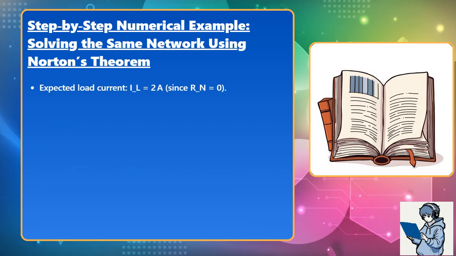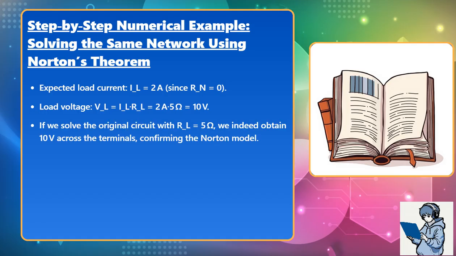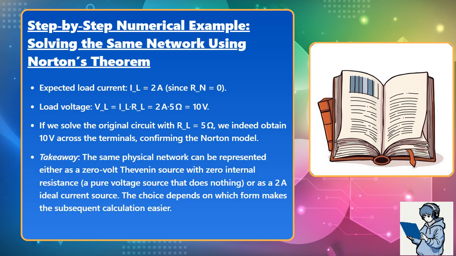Expected load current, IL equals 2 amperes since RN equals 0. Load voltage, VL equals IL times RL equals 2 amperes times 5 ohms equals 10 volts. If we solve the original circuit with RL equals 5 ohms, we indeed obtain 10 volts across the terminals, confirming the Norton model. Takeaway: the same physical network can be represented either as a 0-volt Thevenin source with 0 internal resistance, a pure voltage source that does nothing, or as a 2 ampere ideal current source. The choice depends on which form makes the subsequent calculation easier.